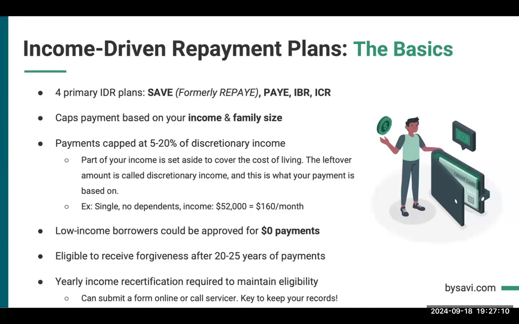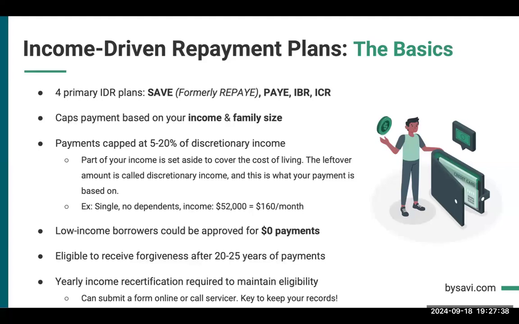So under these income-driven repayment plans, you could have $500,000 in student loan debt. It wouldn't matter. If you're making less than, let's say, $35,000 a year, you could qualify for as low as a $0 monthly payment. So again, it's completely irrespective of how much student debt you have. It's only going to look at your income and your family size to determine that monthly payment amount.